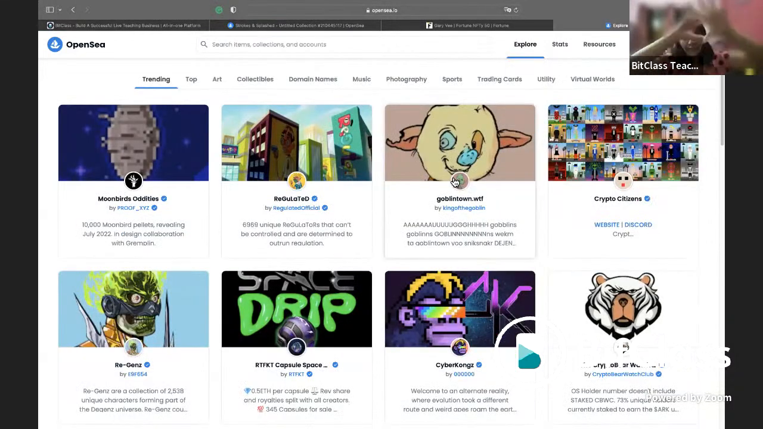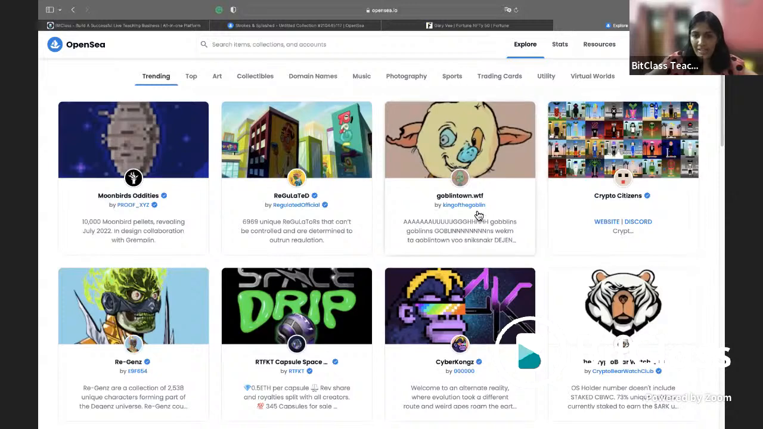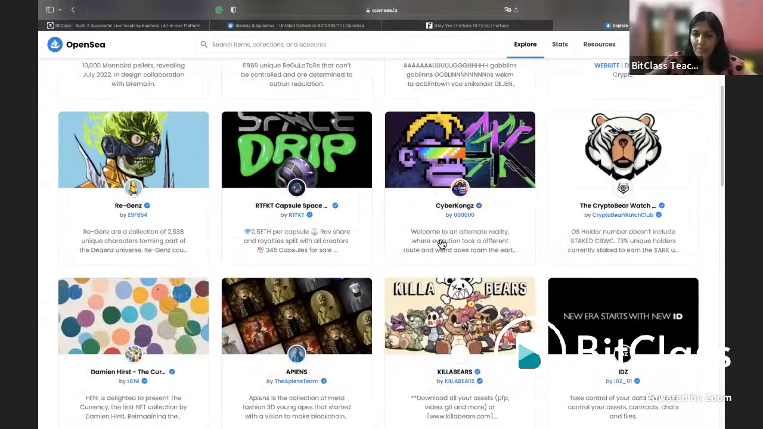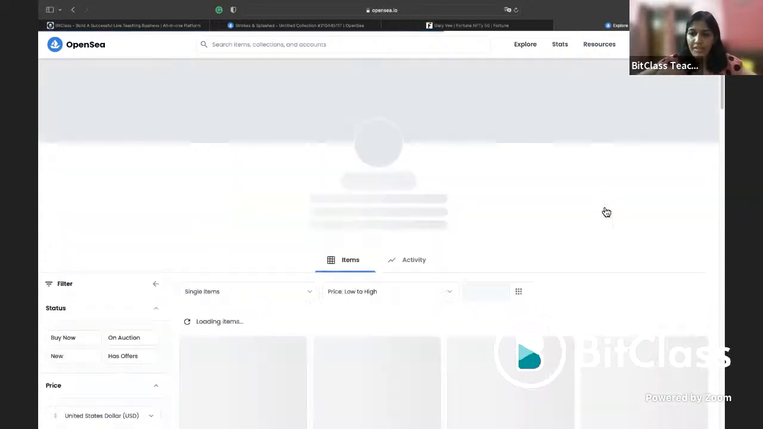So you can see these are all the collections over here. There is Moonbirds, there is Regulated, there is Goblin Town, there are Crypto Citizens. If you want to invest in a verified collection, check for this verification mark. You see a blue check mark and click on it, okay? And here are some unverified projects as well. All right, so let us open one up. Let us open Crypto Citizens.